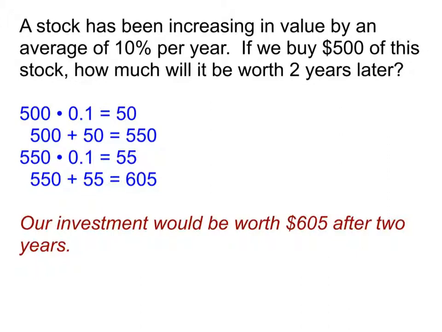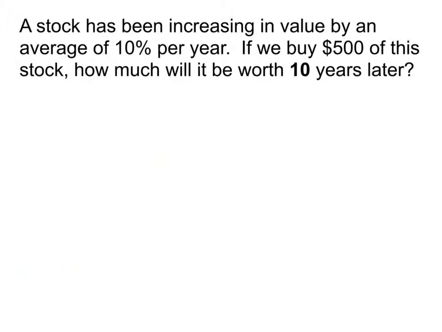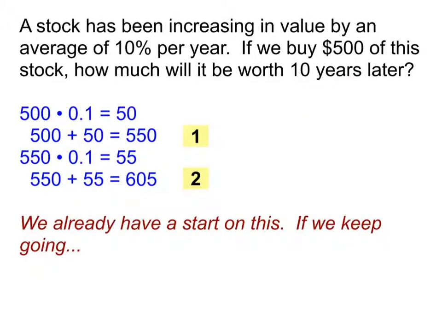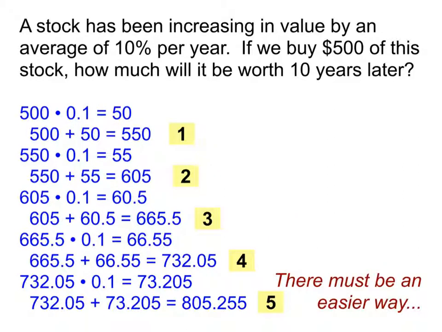But now, what if we look at this problem now? Same basic setup except for one difference. We want to figure out what it's going to be after 10 years. So that means we have to take the calculations that we've done, but we got to do it 10 times instead of twice. Well, we've already done it twice, but if we keep going with this, here's what it would look like for the first 5 years, so we're only halfway there at this point.